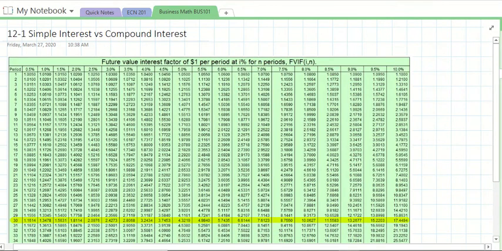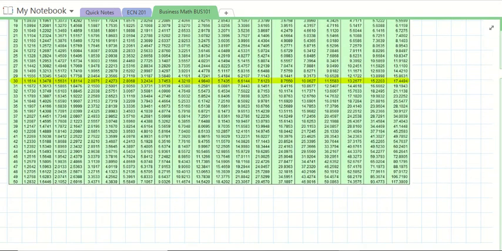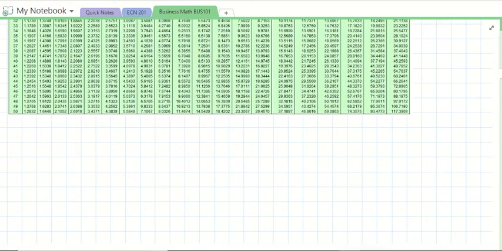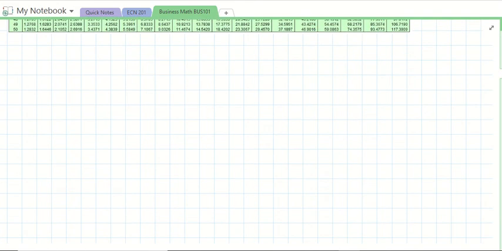Okay, and welcome back. We're going to look at chapter 12 today. We're going to be discussing simple interest versus compound interest. I'm going to get our future value table out of here because I think if we look at the math before we look at the table, one, you'll appreciate the table more, and two, you'll understand what the table is doing. Why are these numbers there?